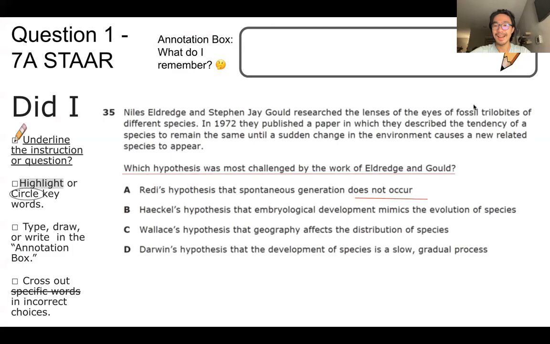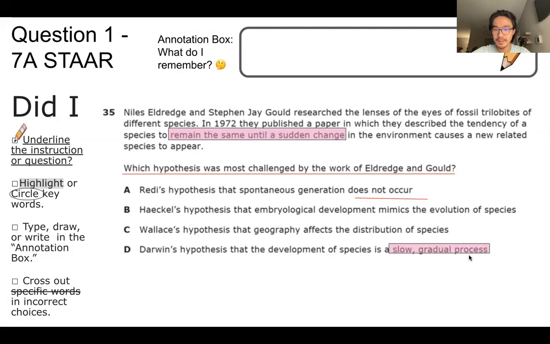Now, let's underline the question here. Question mark is here. Which hypothesis was most challenged by the work of Eldridge and Gould? Well, what's their work? Let's see if we can highlight something. They published a paper that there's a tendency for a species to remain the same, so stasis, until a sudden change. So we should be thinking about punctuated equilibrium.